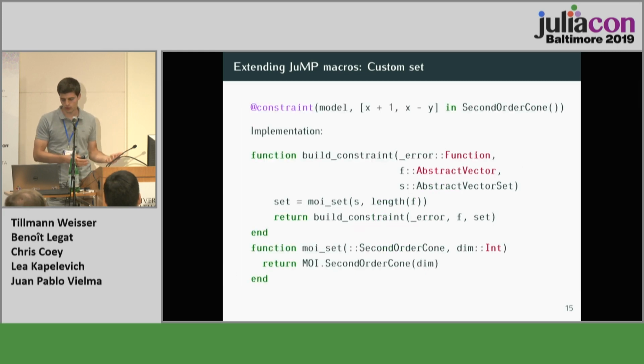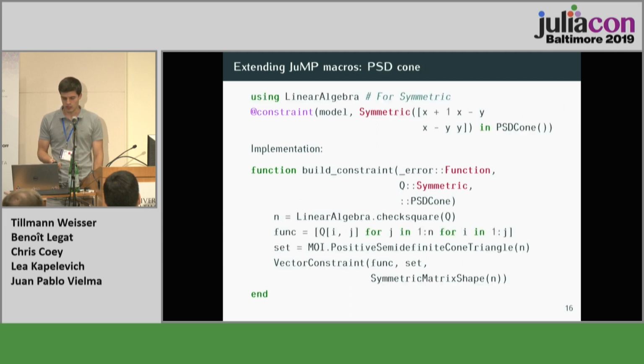And that allows us to give the user further convenience, so that he doesn't have to specify the second order cone dimension. A more tricky example is the PSD cone, where the user wants to give a symmetric matrix of variables, or an affine function of the variables, and say this is PSD. In MOI, there are only two kinds of constraints: either a scalar function in some scalar set, or a vector function in some vector set. There is no matrix of functions. So we need to vectorize this.